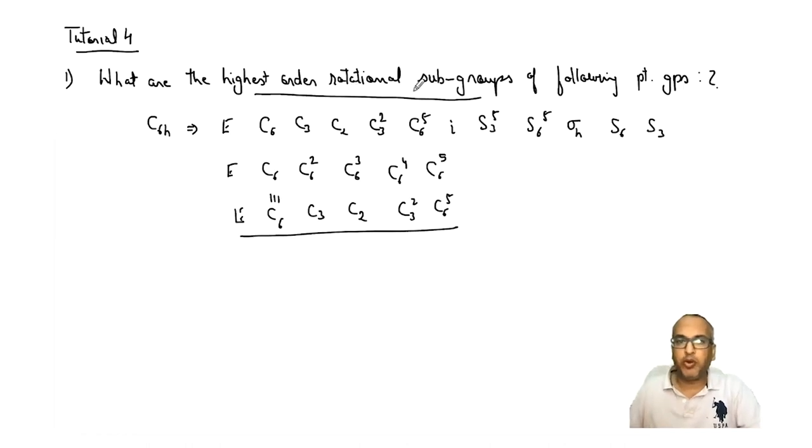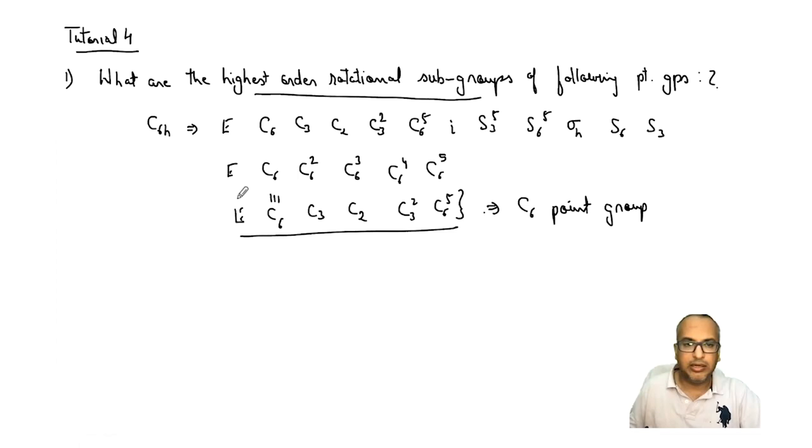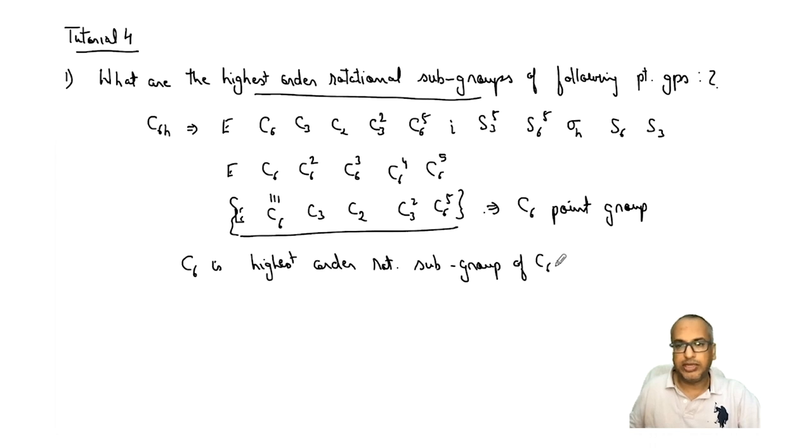These are the elements which contain only pure rotation. We wanted to see if the pure rotational subgroup is present. Yes, a subset is present, but we don't know whether it is a subgroup or not. Let us see. If we look at just these six elements, this actually forms the cyclic group C6. The C6 point group is composed of only these elements: E, C6, C3, C2, C3 square, and C6 5. So we can directly say that C6 is the highest order rotational subgroup of C6h, right? So that was easy.